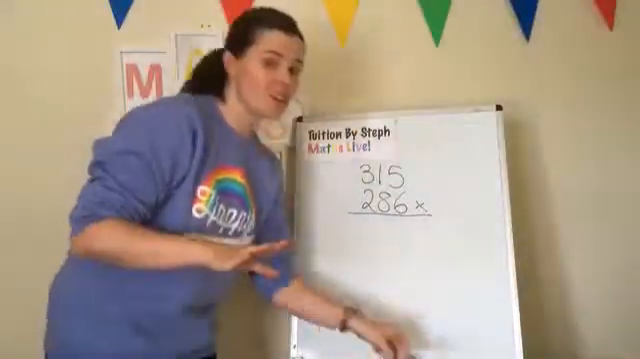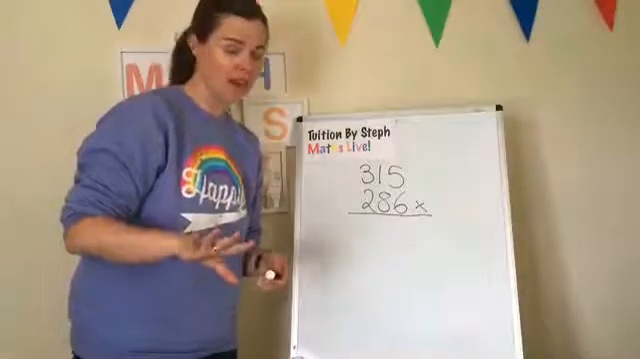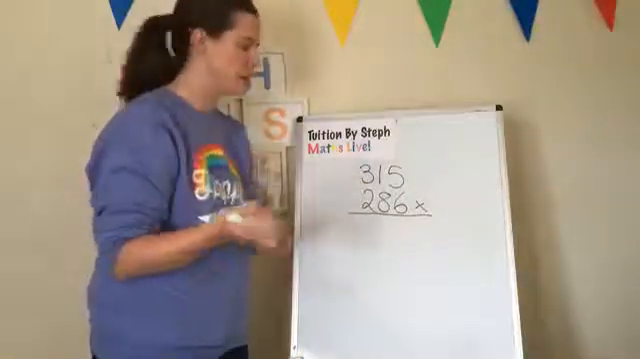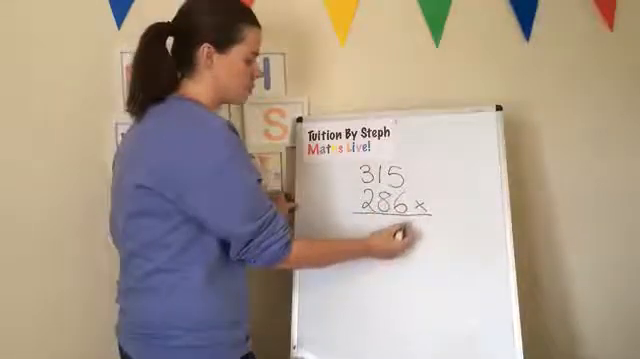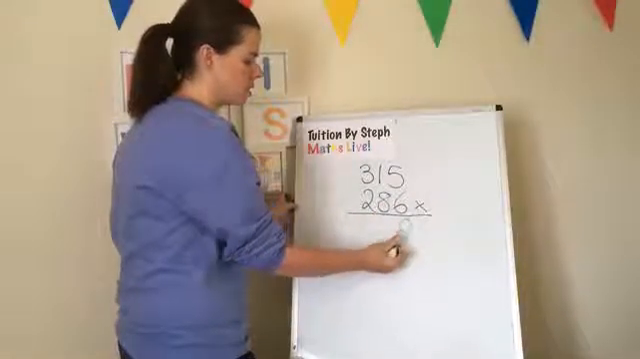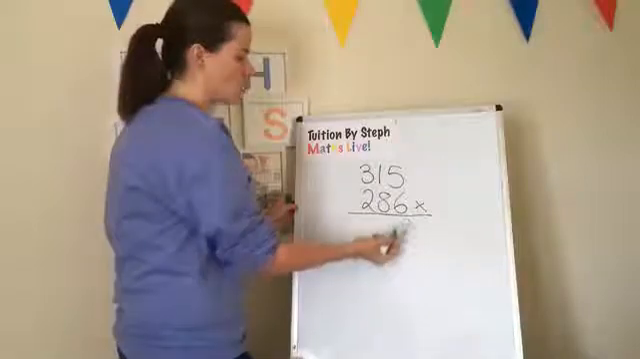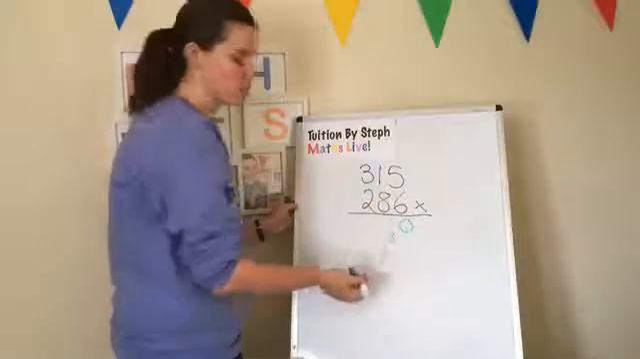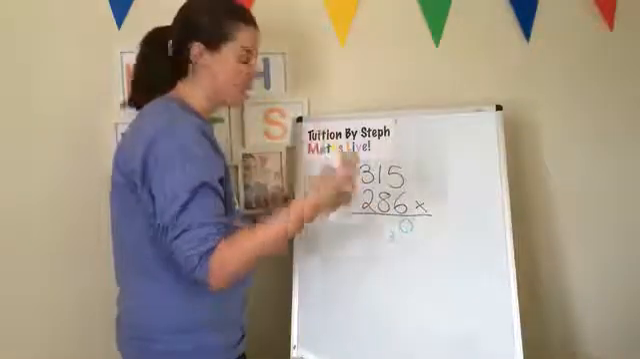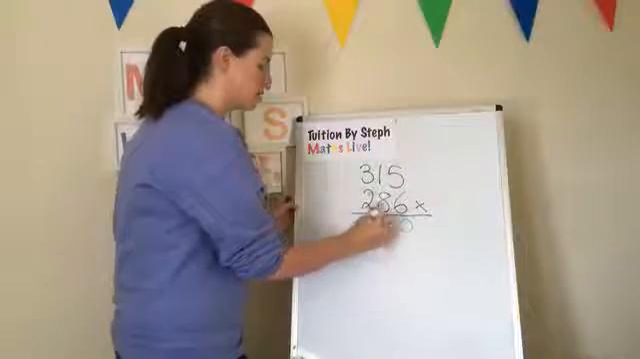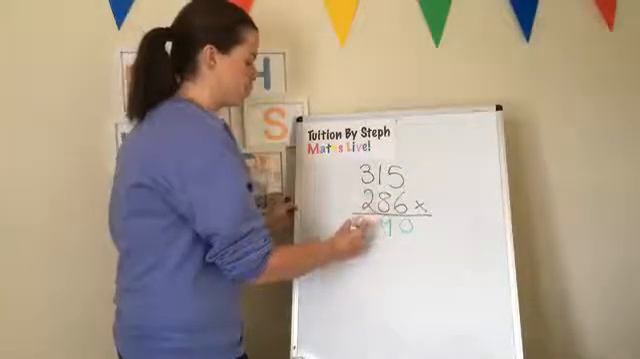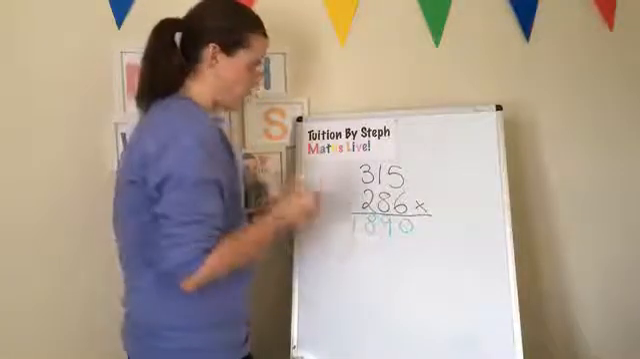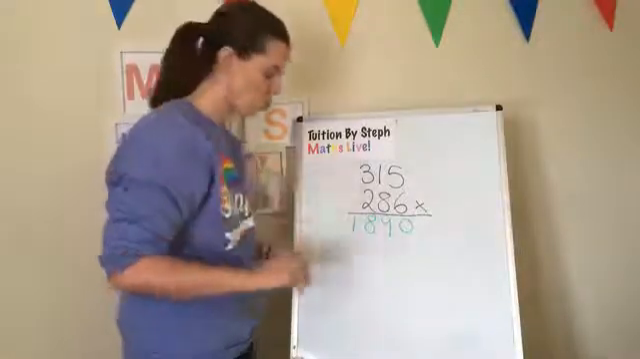Right, I'm going to get started. Don't worry if you're not finished, carry on. I'm just going to do one row at a time slowly. So I'm going to focus on this one now. So 6 times 5 is 30. So there's my 0 and my 3. 1 6 is 6, plus my 3, 6, 7, 8, 9. And then 3 6s are 18. So my first row should be 1,890.